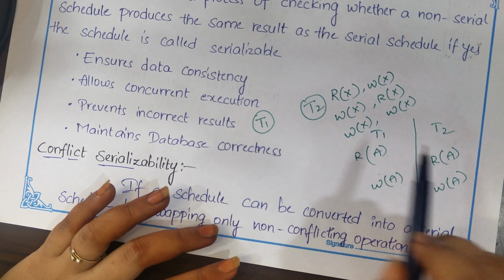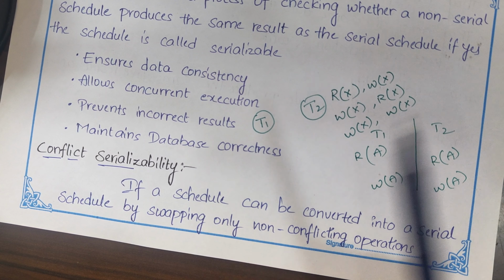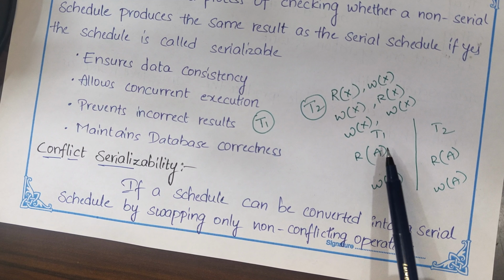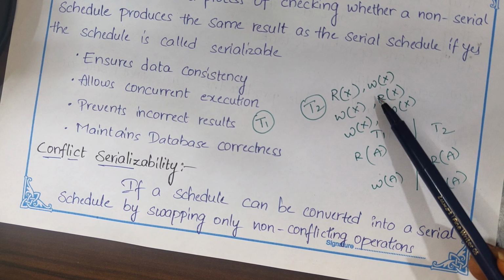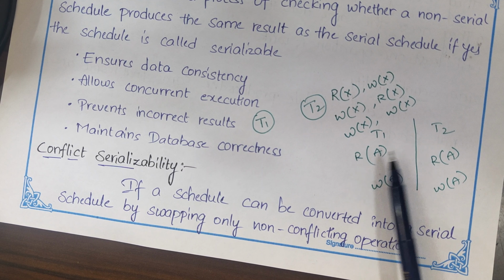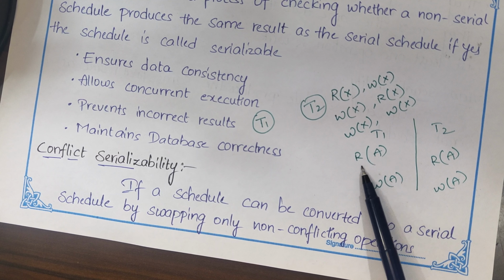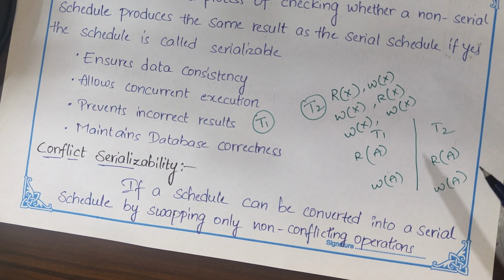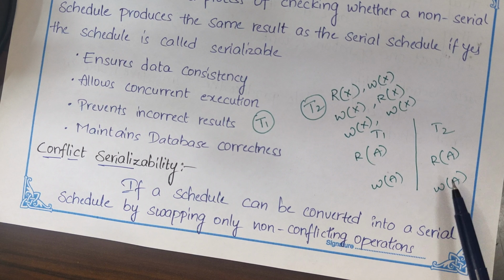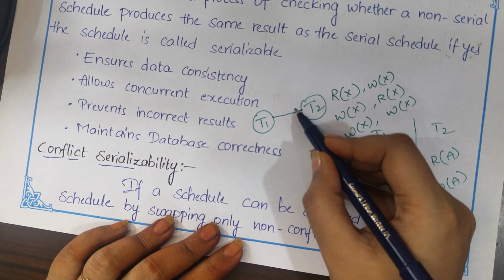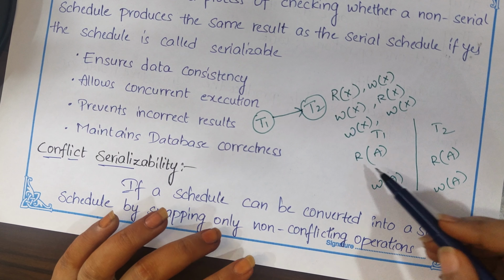Let's see how the transactions are going. Based upon that, we'll draw the directed graph. Let's see here, read of A. Do we have any write of A in the other transaction? Read of A and read of A will be no conflict, and write of A is present here. So the graph will be like transaction 1 is directing towards transaction 2.